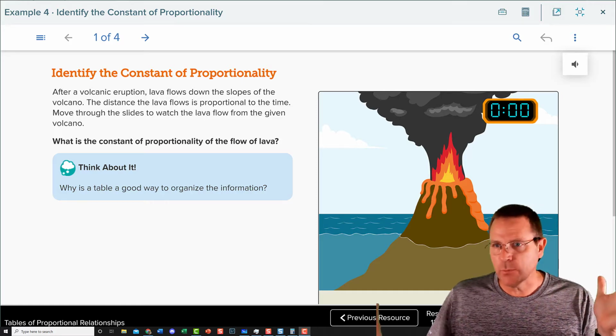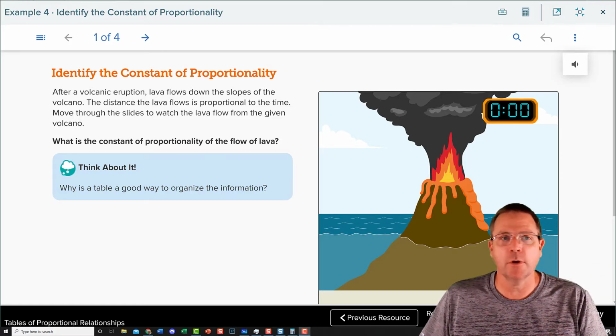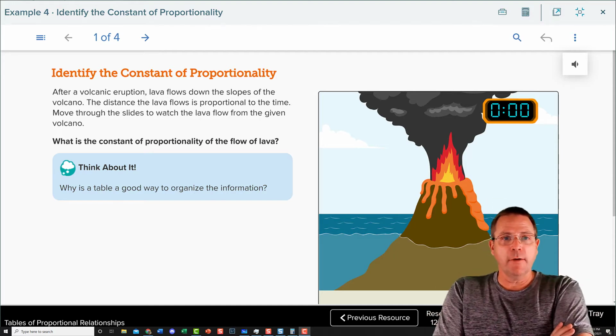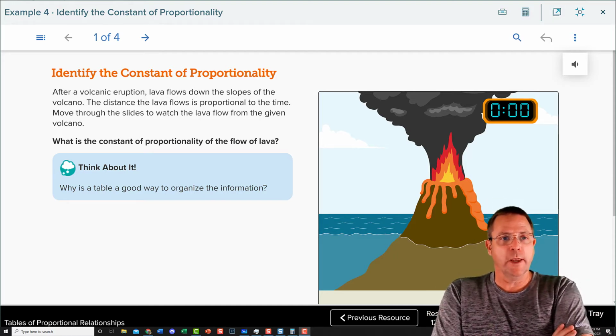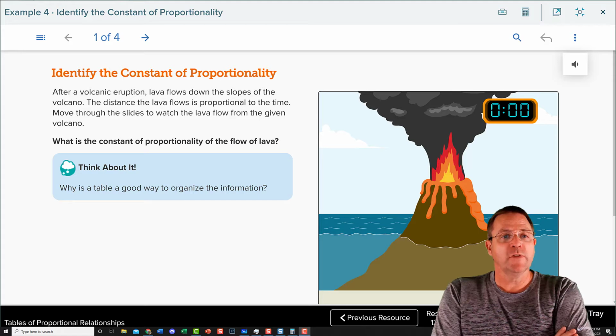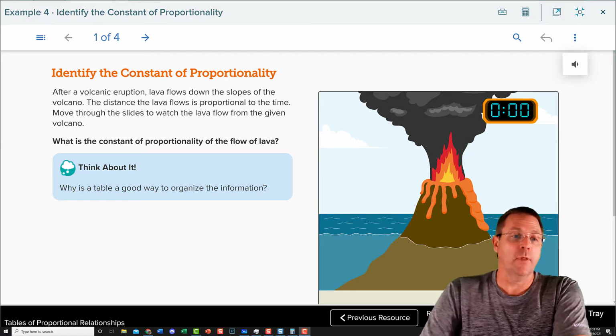And as I promised, we got cool volcanoes going on today. After a volcanic eruption, lava flows down the slopes of a volcano. The distance the lava flows is proportional to the time. Move through the slides to watch the lava flow for the given volcano. What is the constant of proportionality of the flow of lava?